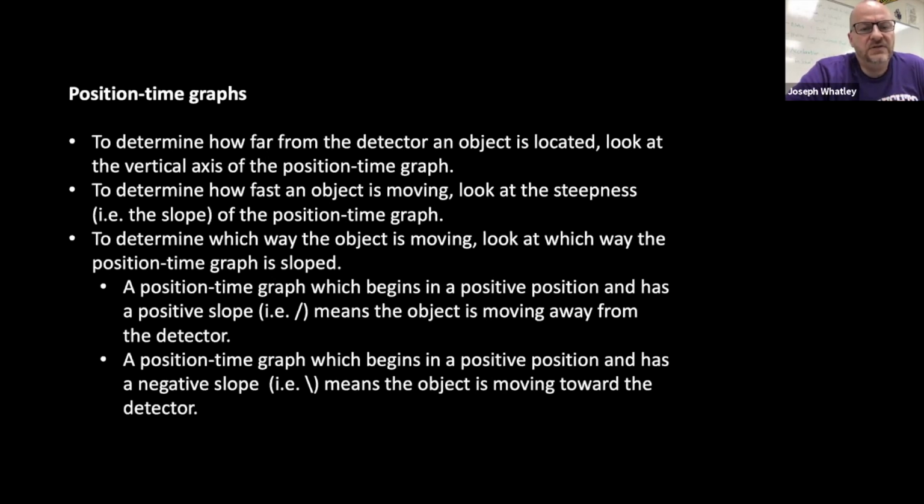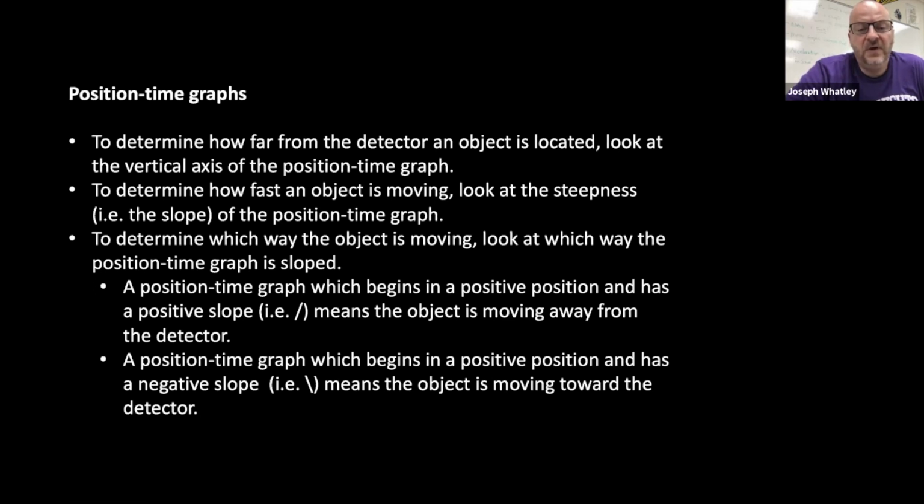Second one, to determine how fast an object is moving, look at the steepness, i.e. the slope of the position time graph. To determine which way the object is moving, look at which way the position time graph is sloped.